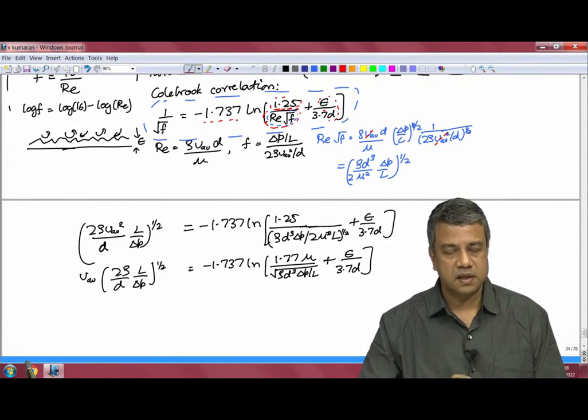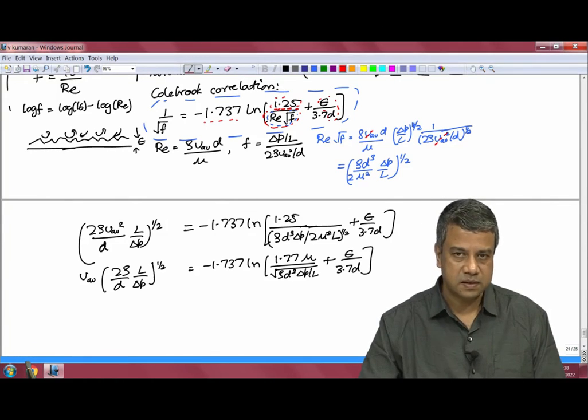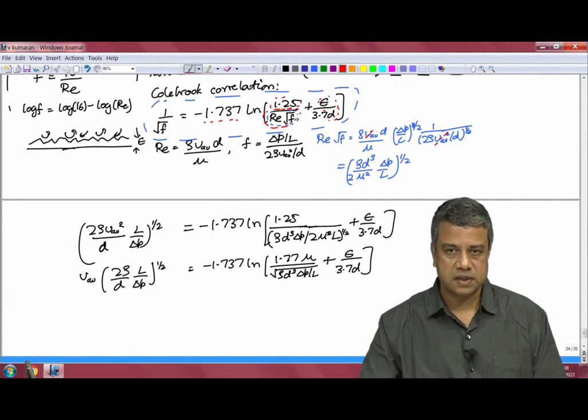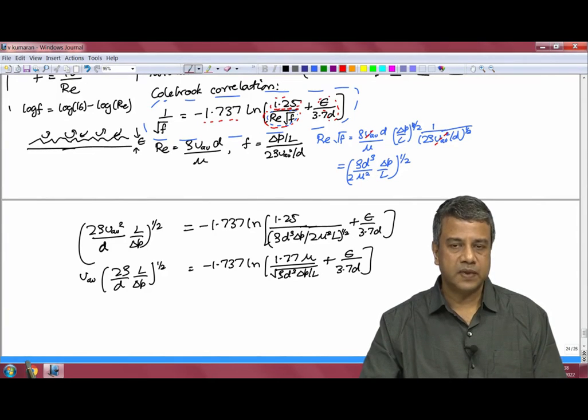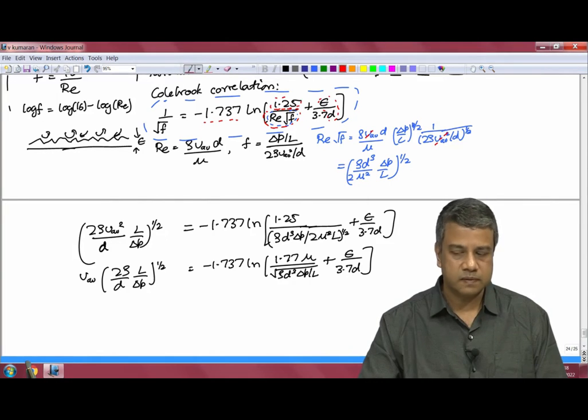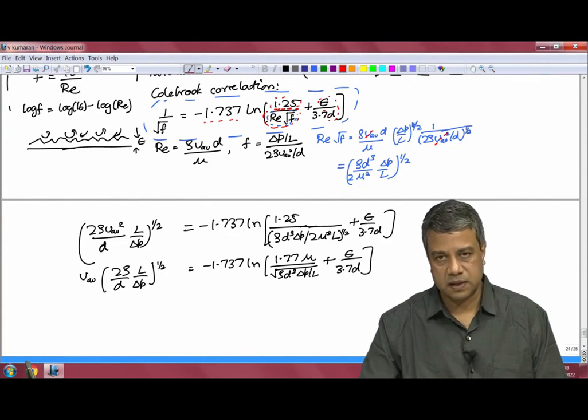That is possible only at low Reynolds numbers, where there is a straight inverse relationship. Friction factor is equal to 16 by Re. Only in that case can you directly calculate the friction factor and the pressure drop from the flow rate. Turbulent flows are complicated, and therefore, there is no direct relationship.